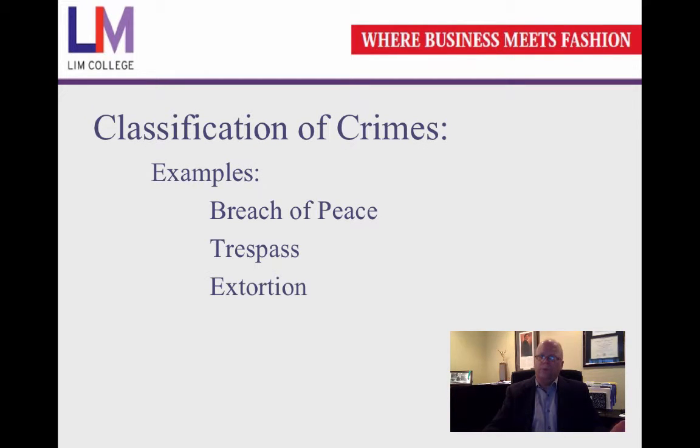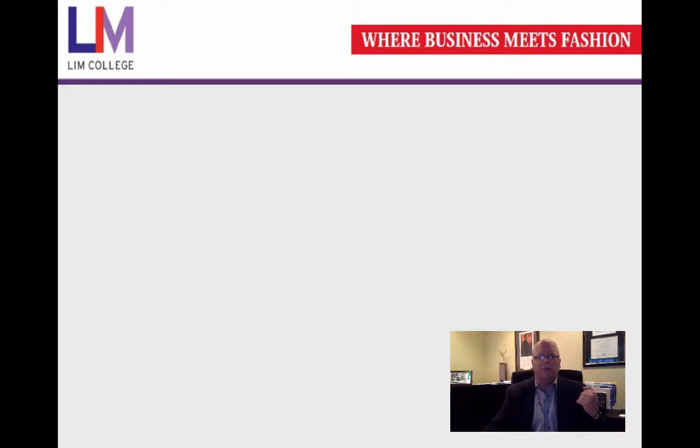Examples of crimes, like we talked about: breach of peace, trespass, extortion, arson, murder. I mean, breach of peace is usually a misdemeanor. Murder, definitely, it's going to be a felony.